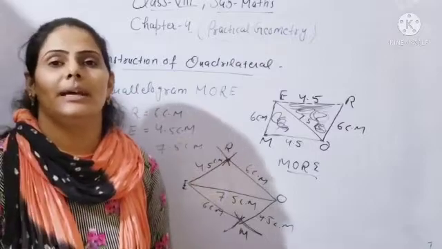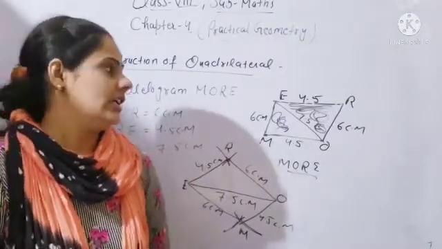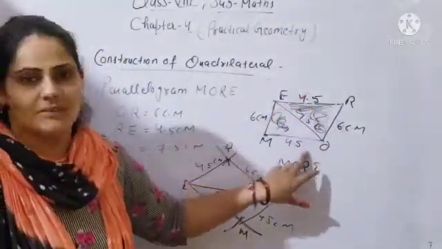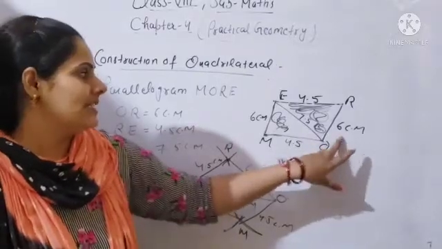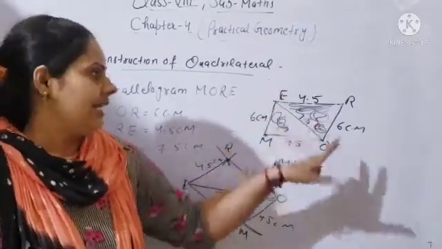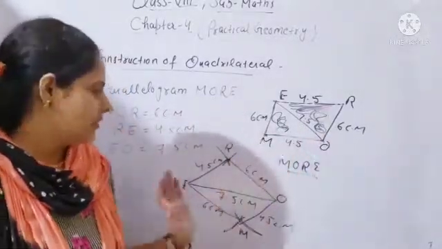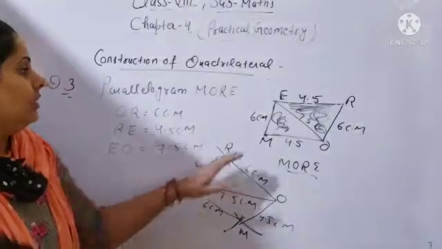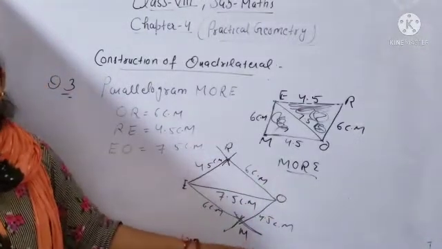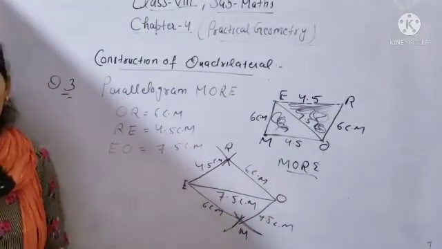So simply, you know beta, in the parallelogram opposite sides are equal. If this one is 4.5, so this one will be also 4.5. If this one is 6, so this one will be also 6. And 1 diagonal, this is already given. So same like the quadrilateral, you will complete your parallelogram. Clear beta? After that, you have to write the construction.